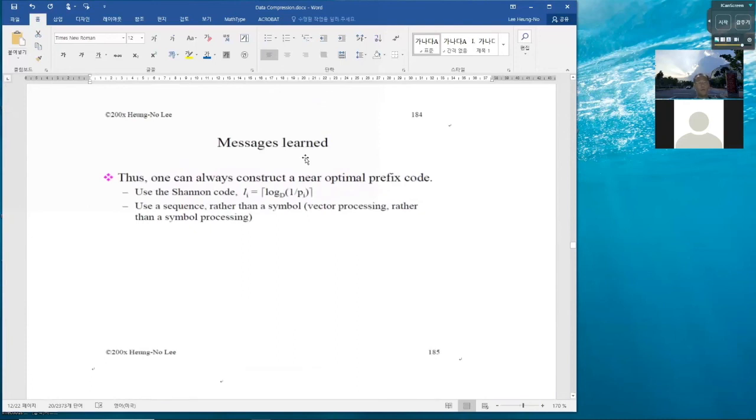Okay, so the message learned in this lecture is the two things listed. First thing is that we can construct a Shannon code which achieves the minimum description length lower bounded by the entropy. And we can use vector processing rather than symbol by symbol processing. Then we can get rid of the additional one symbol needed to represent our code word. So Shannon code is optimal in this sense.